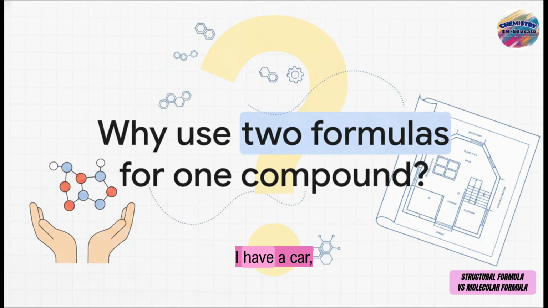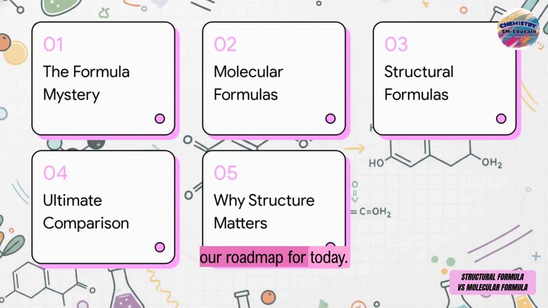I mean, if I tell you I have a car, I don't need to give you two totally different descriptions of it. But, well, in chemistry, atoms behave in incredibly complex ways. Relying on just one type of formula is kind of like trying to build a house when all you have is a pile of lumber and a list of materials, but absolutely no architectural blueprint. Here's our roadmap for today. We'll start with the formula mystery, move into decoding molecular formulas, then unlocking structural formulas, put them head-to-head in the ultimate formula comparison, and wrap up with why structure matters.